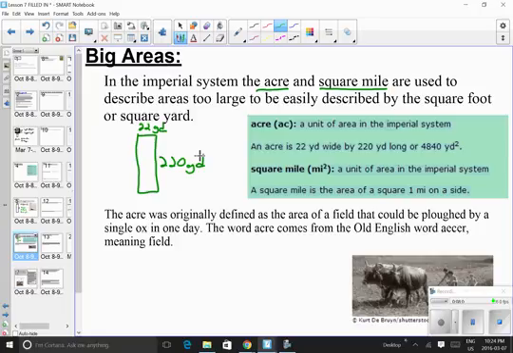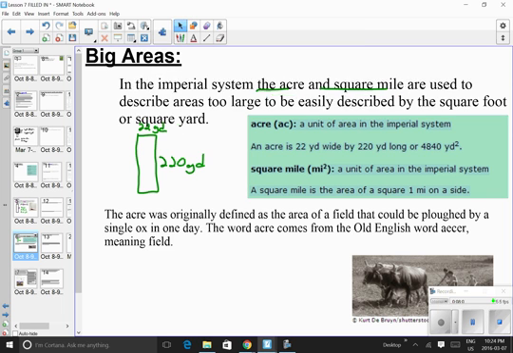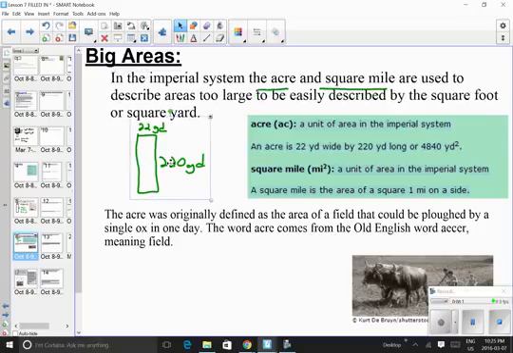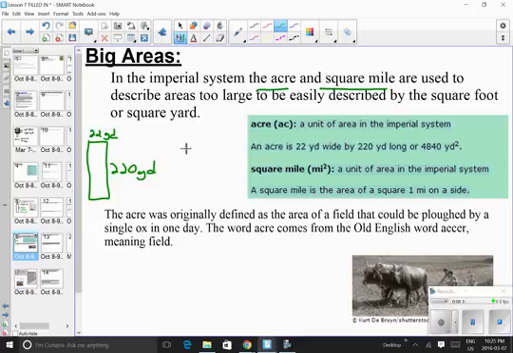For a square mile, a square mile is actually just a square that is 1 mile by 1 mile. So the acre is a weird unit because it is old. It was originally defined as the area of a field that could be plowed by a single ox in 1 day.